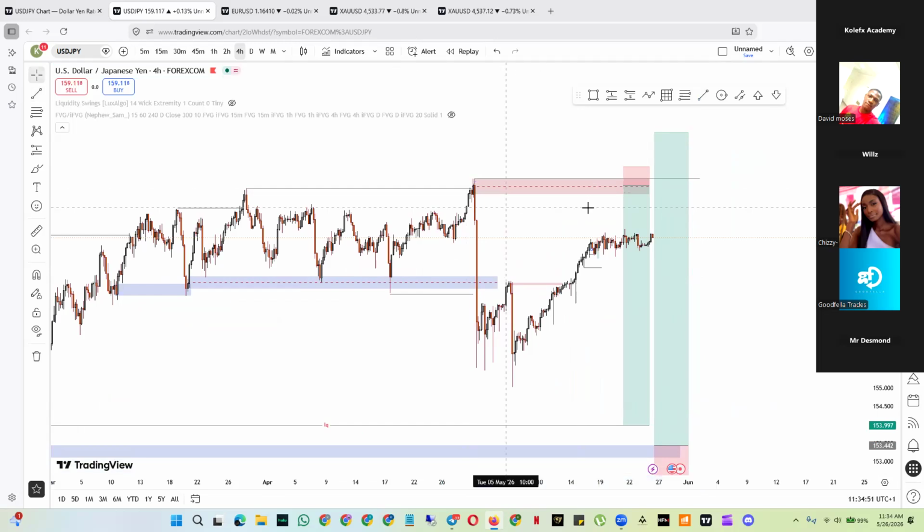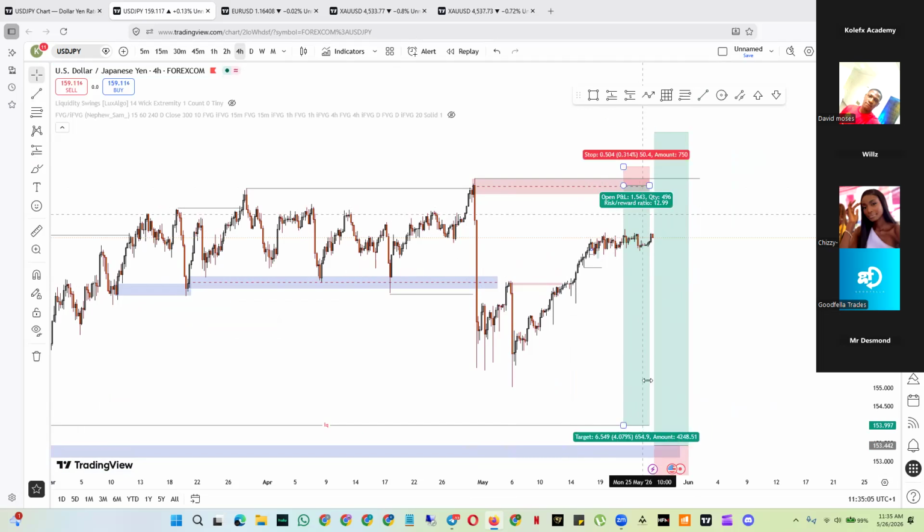Price has not created any liquidity inside the 50%. This is below the 50%, so price has not created any liquidity. Price is still engineering price action and it's still choppy. So we might have a rapid buy off or a sell off.